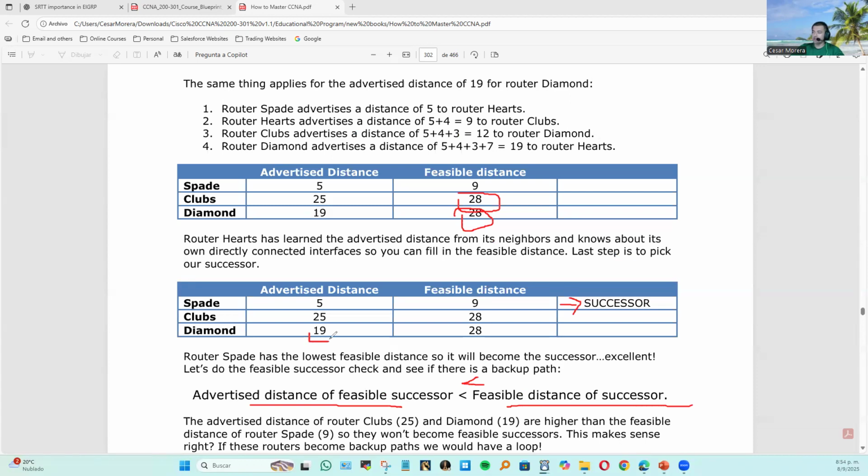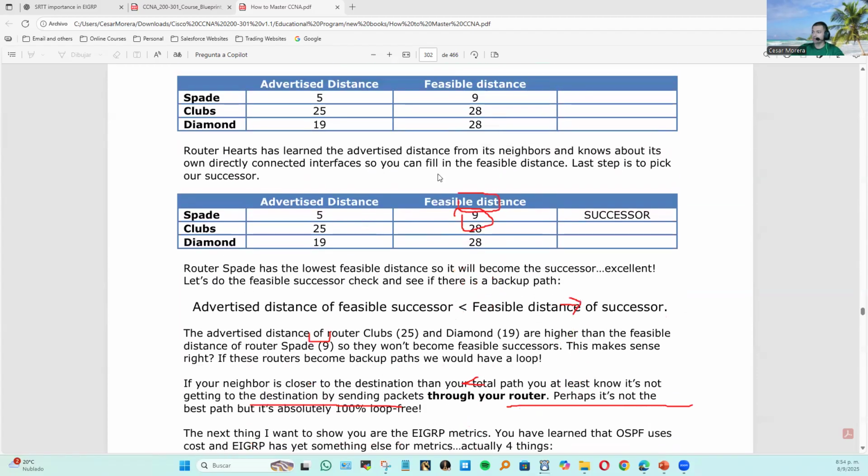So remember, the advertised distance has to be lower. In this case, they both qualify. Interesting. Let's see how we determine this one. Let me clear the drawings for a moment and see the explanation here. So the advertised distances are 25 and 19. Let's clear this other one. Let me go to the eraser for a moment. Okay, now let's understand this better. We have 9 for spades, 25 and 19, but we already know this is the successor.